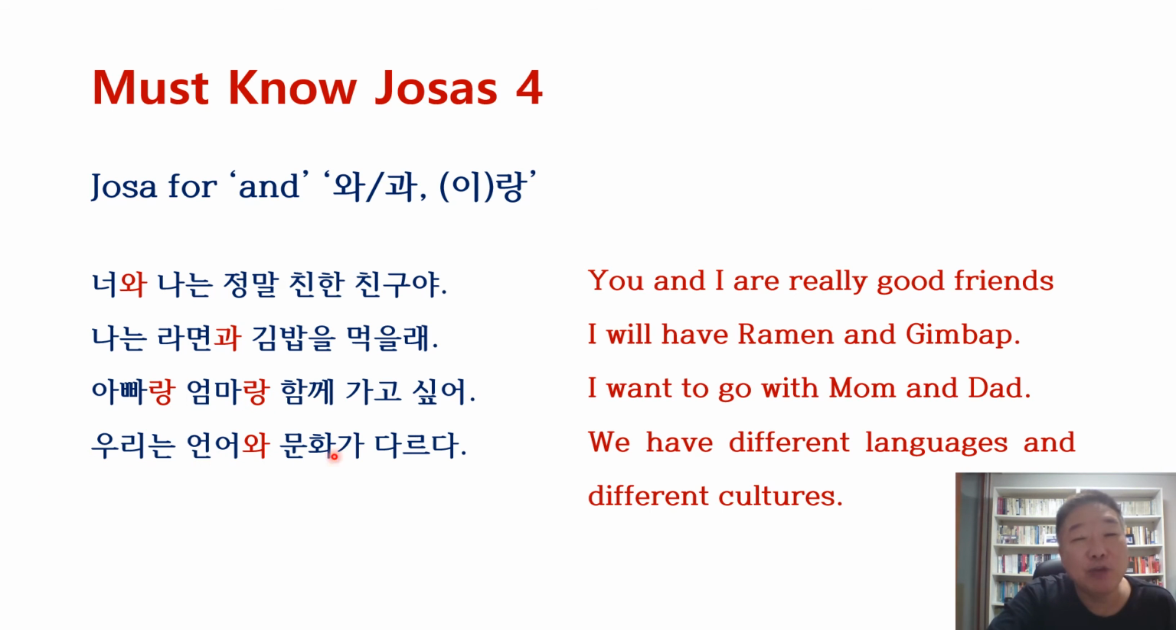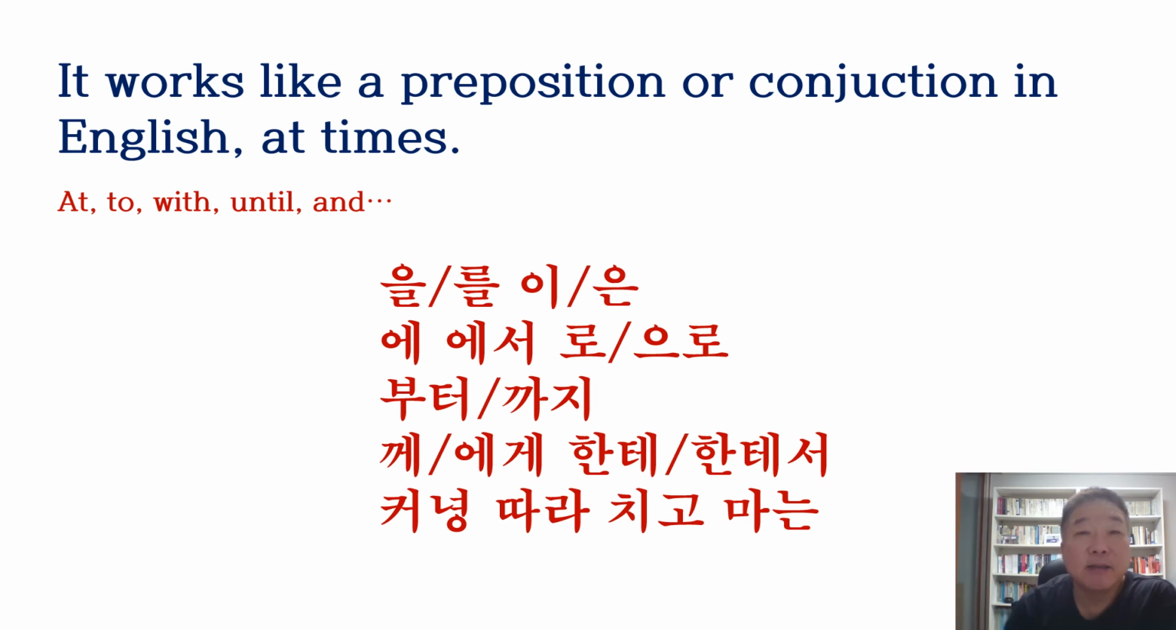And 우리는 언어와 문화가 다르다. We have different languages and different cultures. 언어와, 와 is the 조사. It means and. Okay? So you can see the 조사 works like a preposition or the conjunction in English at times. Something like at, to, with, until, from, and, right? So it's very useful to talk in Korean. And there are many josas in Korean, but we learned the most important ones today. So that's it. See you next time.